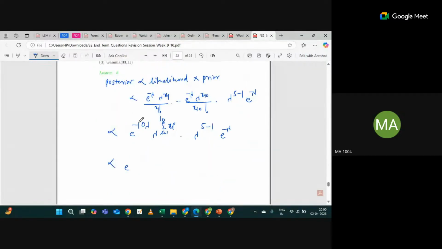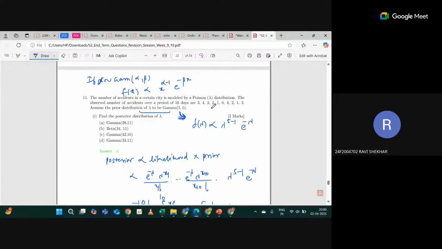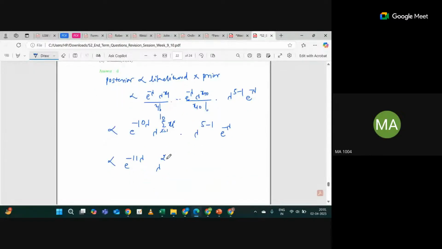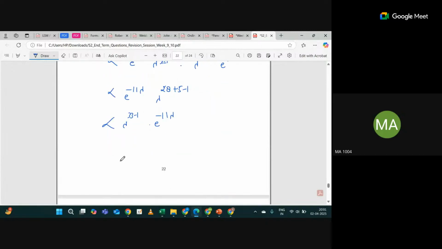So now, e raised to the power minus 10 lambda minus lambda is minus 11 lambda, and lambda raised to the power of the summation of each xi. You can add: 20, 7, 4, 11, 28. Okay, so it will be 28 plus 5 minus 1. So you can see this is proportional to lambda raised to the power 33 minus 1 into e raised to the power minus 11 lambda. Again, this is the form of the PDF of a gamma. So the posterior distribution will be gamma 33 comma 11.